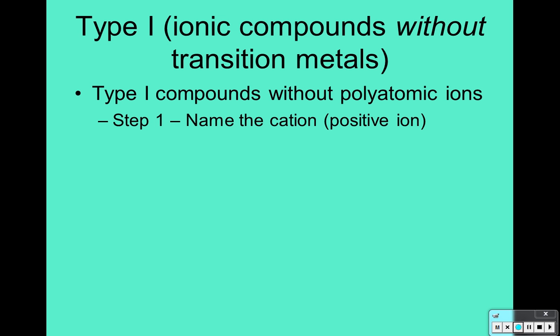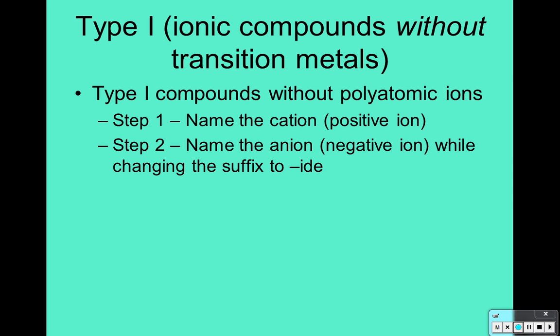As long as we don't have polyatomic ions though, the first step is just to name the cation, the positive ion. And then the second step is to name the anion, the negative ion, while changing the suffix to IDE. Now when we talked about trends of ionic charge, we said that nonmetals, which are the negative ion, the anion, their ion name ends in IDE. So if you've remembered that, then you don't have to do step 2 because you already know that the anion is IDE. But if you don't remember that, it's something you have to remember to do.